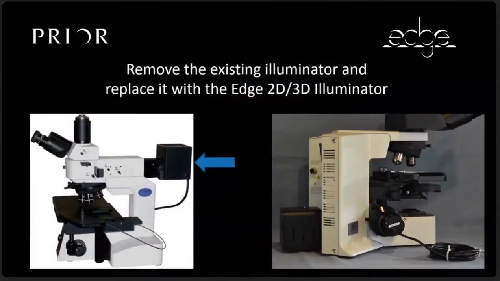So this illuminator can go either on your vertical illuminator as a reflected light source, or it can go on the transmitted light source.